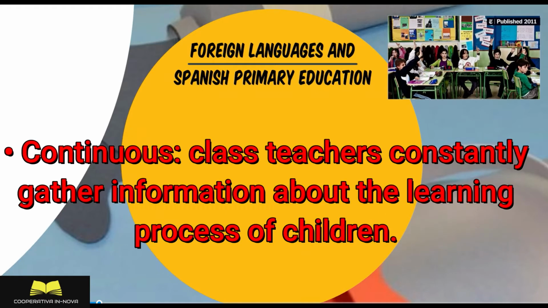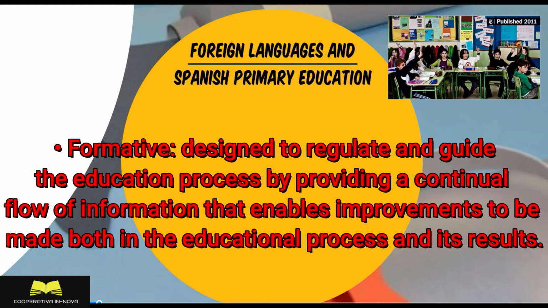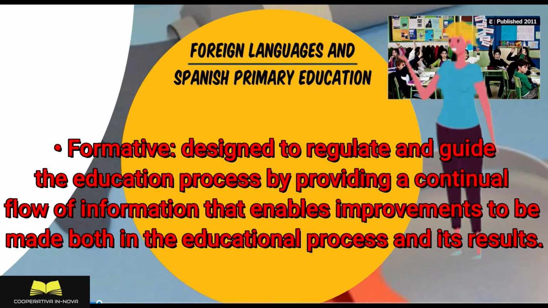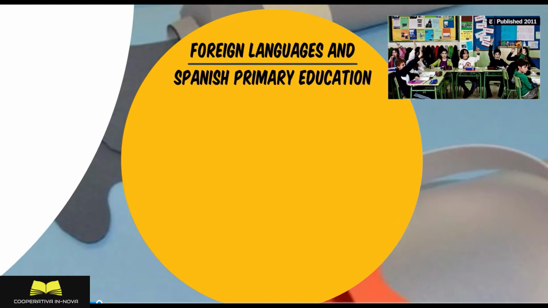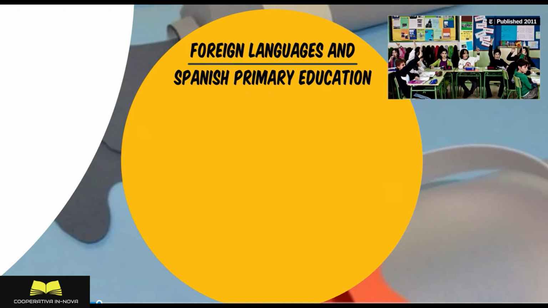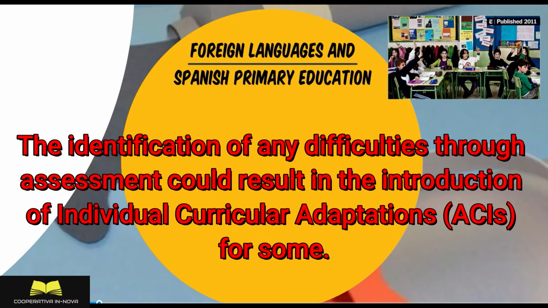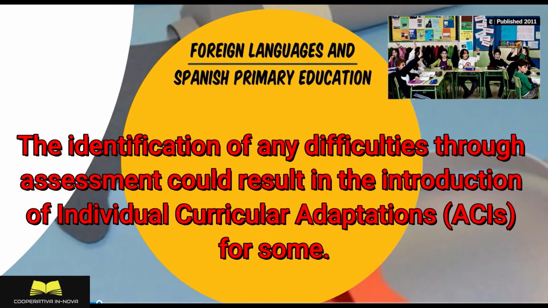Continuous: class teachers constantly gather information about the learning process of children. Formative: designed to regulate and guide the education process by providing a continual flow of information that enables improvements to be made both in the educational process and its results. Assessment at this level should also serve to determine any special needs attention required by children. The identification of any difficulties through assessment could result in the introduction of individual curricular adaptations, ACIs, for some.